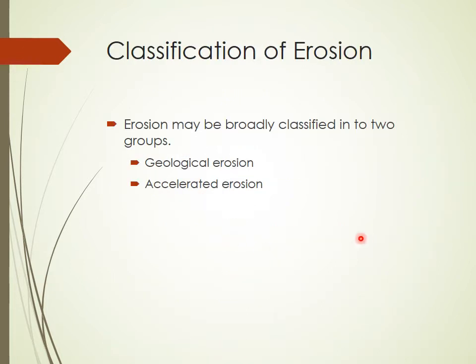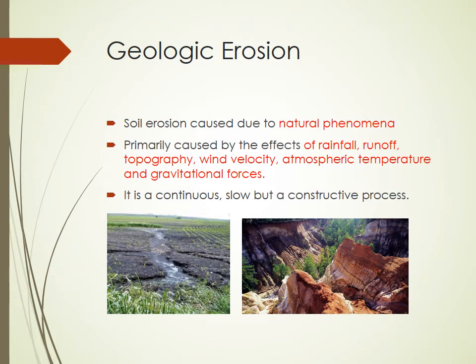Next we are going to see the classification of erosion. There are two major classifications of erosion: one is geological erosion and the other is accelerated erosion. Geologic erosion is a natural phenomenon. It may involve rainfall or runoff, the topography of the place, wind velocity, atmospheric temperature and gravitational forces. These are all natural phenomena. When these natural phenomena cause soil erosion, that is called geologic erosion.